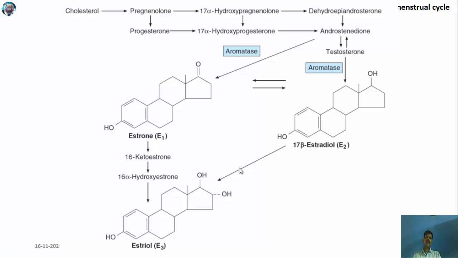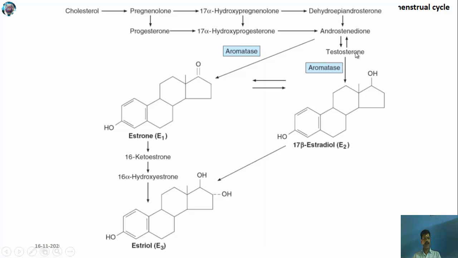So estrogen is synthesized as we saw in the earlier section, the third section of the fifth unit on steroid hormones. These steps are common. Cholesterol is converted into pregnenolone, 17-alpha-hydroxypregnenolone, and dehydroepiandrosterone. Then it is converted into androstenedione, as we saw in the steroid hormone section. After the formation of androstenedione, it is converted into testosterone.